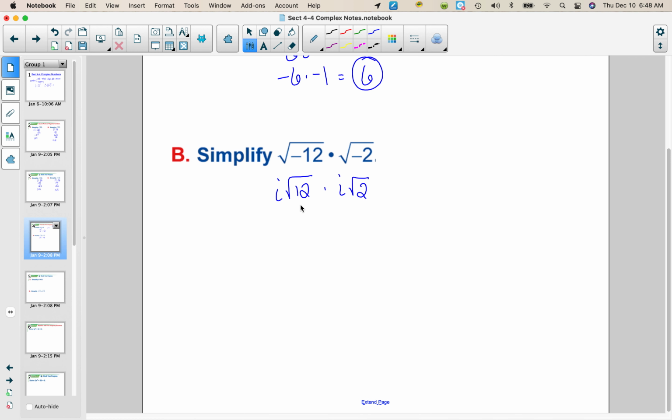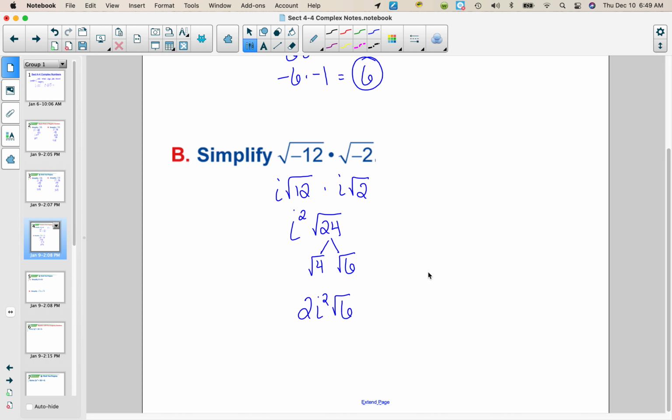So then we can multiply together, and if we multiply i times i, we get i squared. Now we haven't really talked about this yet, but if you have the square root of 12 times the square root of 2, you can actually multiply those together and get the square root of 24. And when we do that, the largest perfect square is 4, so we have the square root of 4 times the square root of 6. The square root of 4 is 2, so we have 2i root 6.